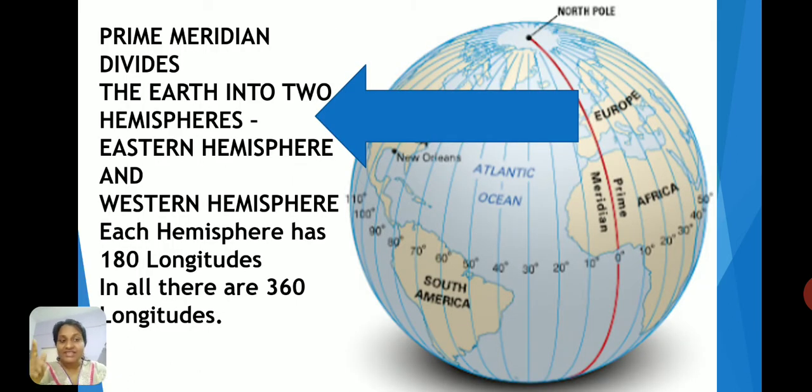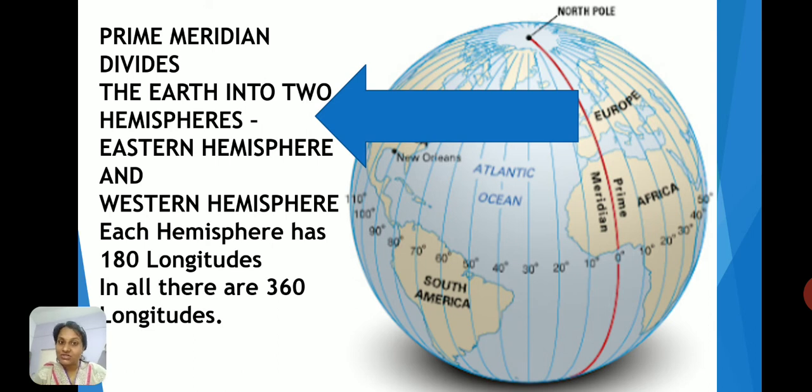Look at this image. Now you can see the red line which is running across the globe, and that is the 0-degree longitude. Now what did I tell you the 0-degree longitude is known as? It is known as the prime meridian. One very important work that the prime meridian does is that it divides the earth into two hemispheres. We have already learned that the latitude equator divides the earth into two equal halves, known as the northern hemisphere and the southern hemisphere.